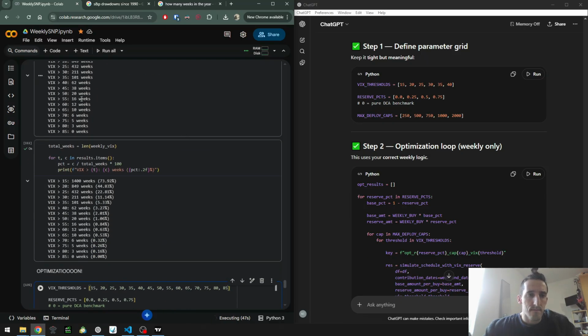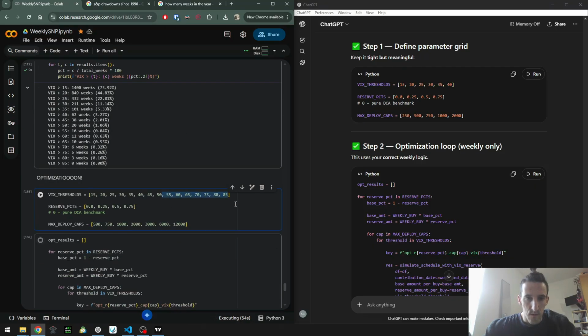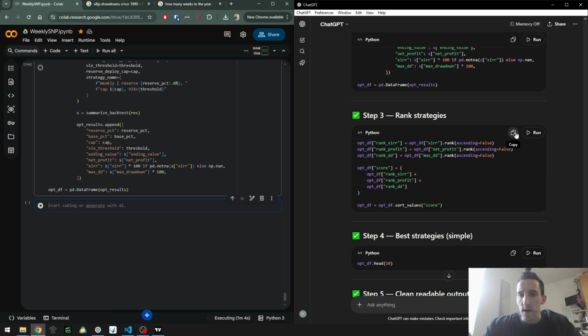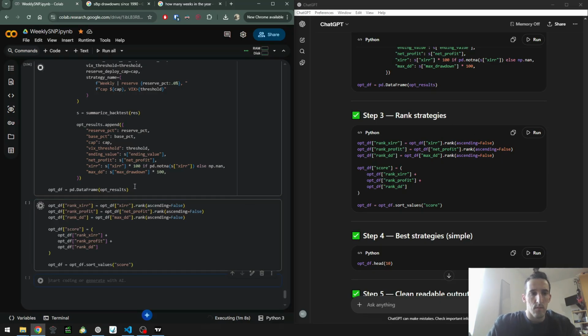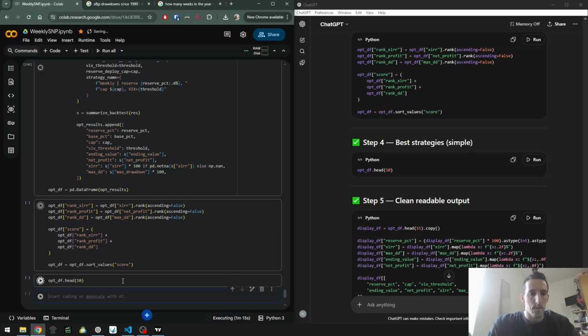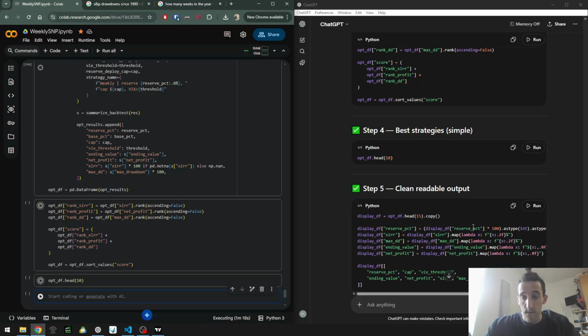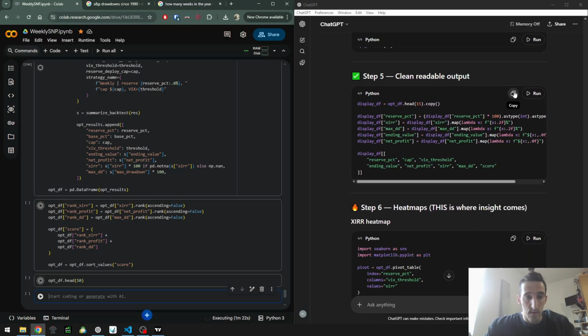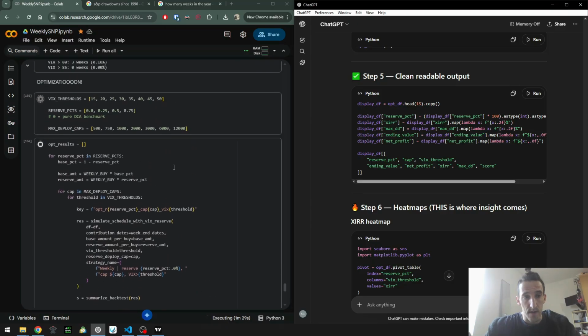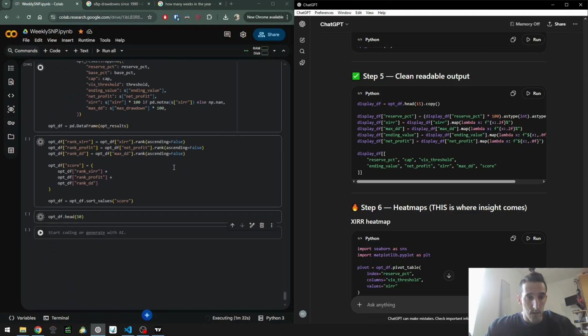Well, nah, I think 50 is enough. It will be calculated quicker as well. And yeah. Rank strategies, yes, please. Best strategies. Clean, readable output. Oh, we're still doing the optimization. Yeah, this will take some time.